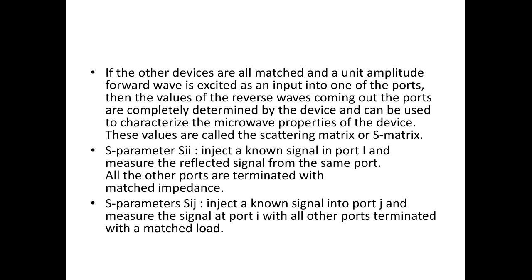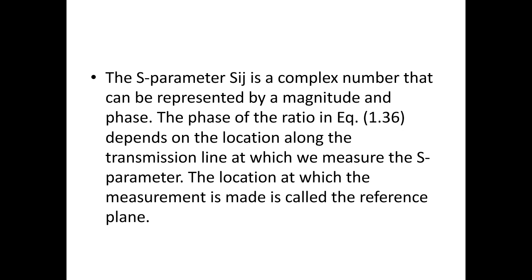If it is an n port network, in general, it will be an n cross n matrix, where the diagonal elements S11, S22, S33 give the reflection at each one of the ports, while all the other elements like Sij in general give the reflected voltage at the ith port given the incident voltage at the jth port. Sij is a complex number. The magnitude of this complex number tells us the ratio of the reflection, while the phase gives us the phase difference between the incident and the reflected voltage.